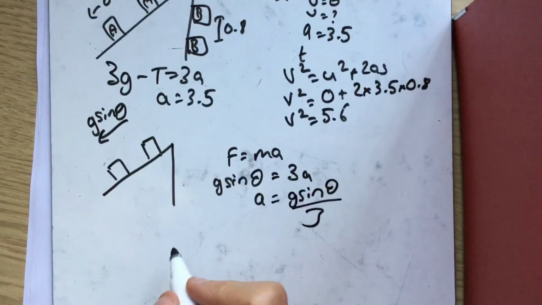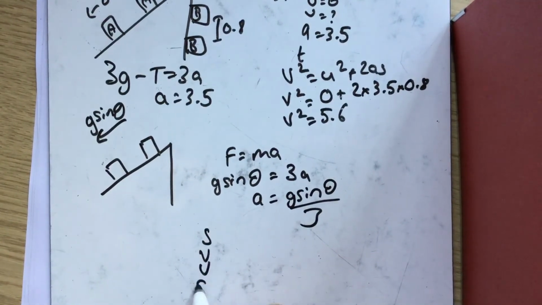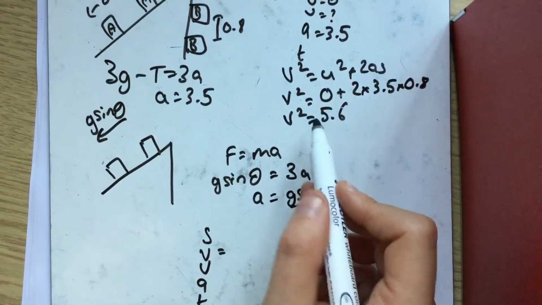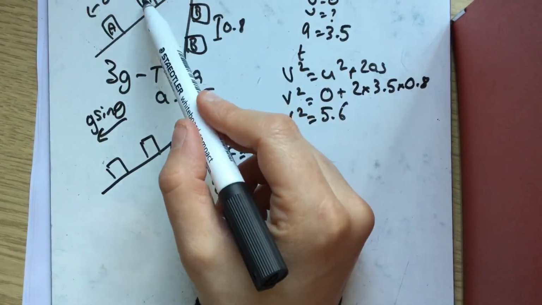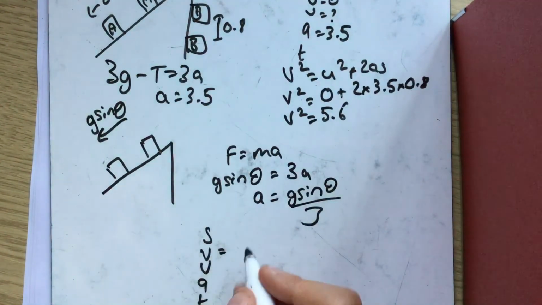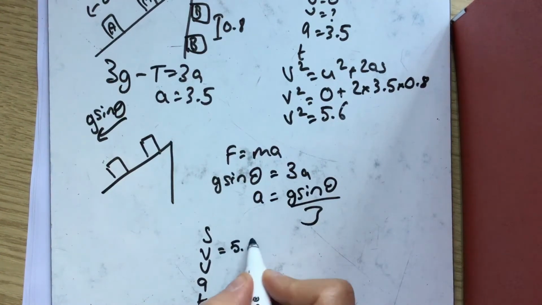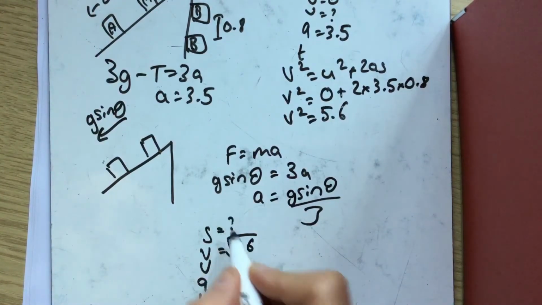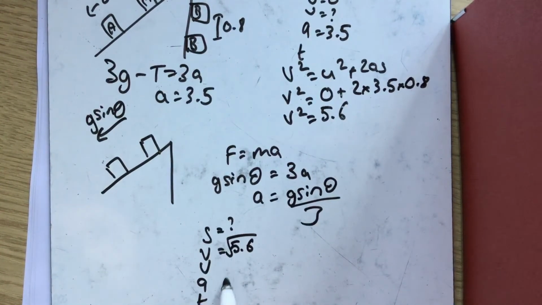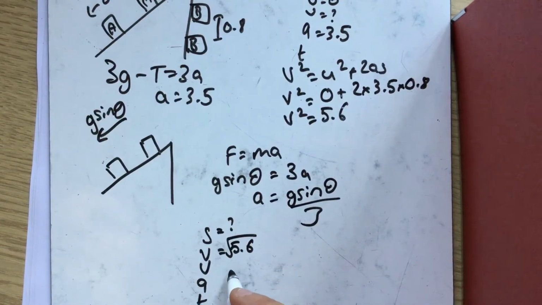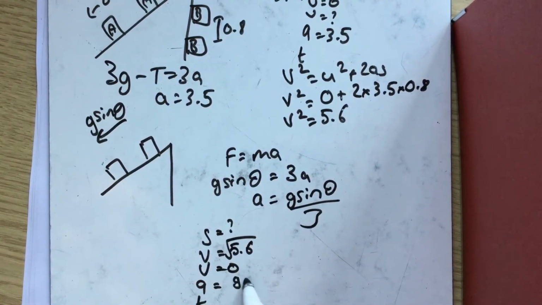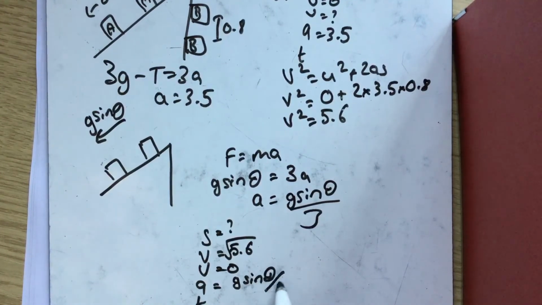Now I just need to find how much distance it travels, so I'm doing another SUVAT, but this time I'm using my u, that was my v from the previous part, so the final velocity up here becomes my initial, so my u becomes square root of 5.6. My s is what I'm looking for this time, and I'm looking for when it hits rest now, my acceleration is going to be g sine theta over 3.